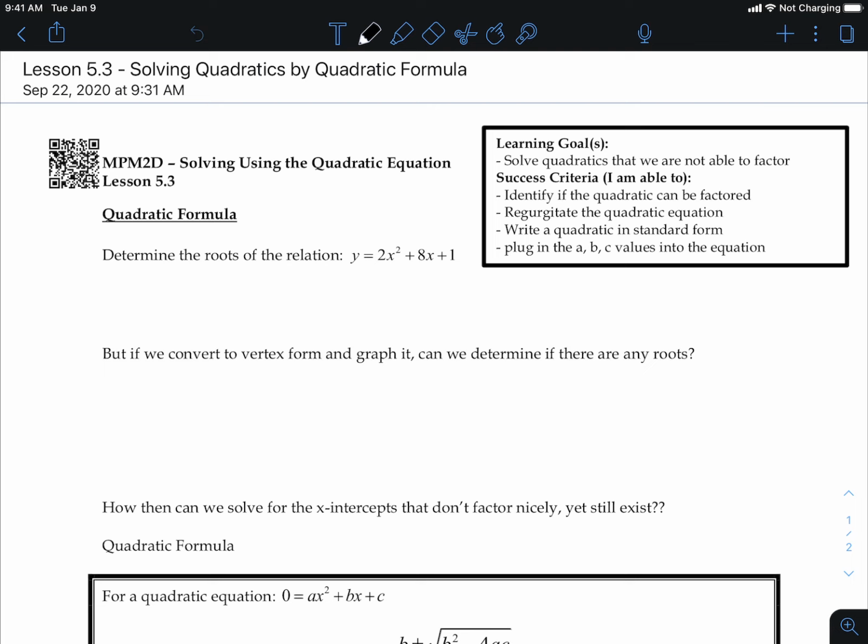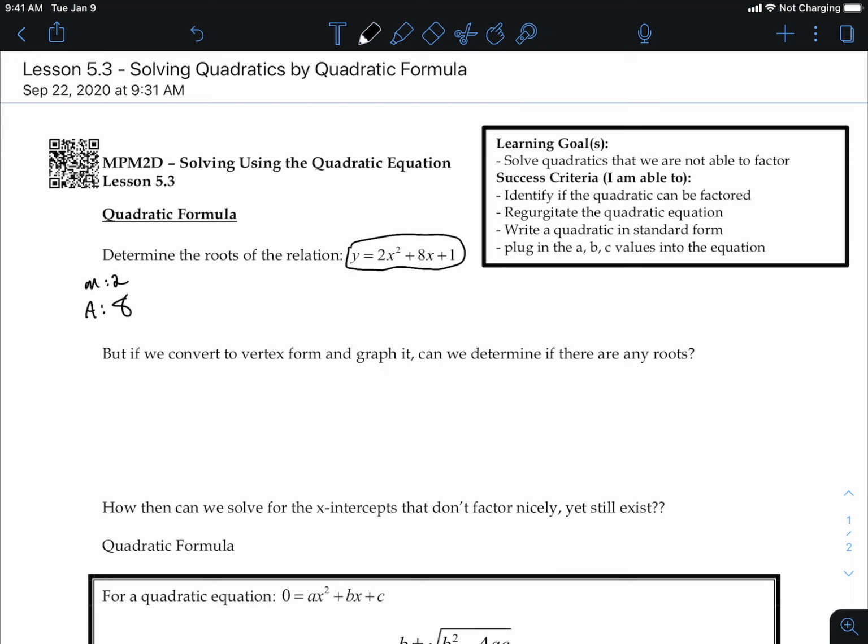So, if I look at the beginning of this, just this equation here, I'm going to try and factor it. So I need two numbers to multiply to 2 and add to 8. Good luck. Prove me wrong.